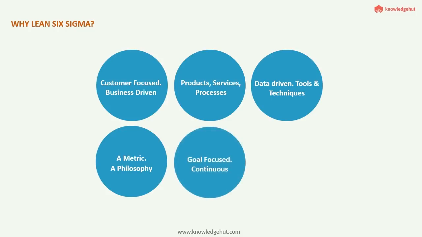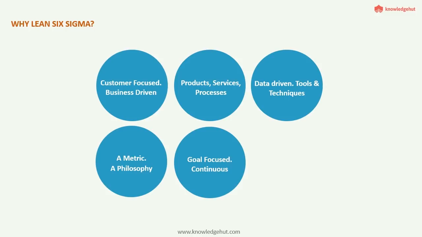Six Sigma is goal-focused in terms of numbers. It may not be possible to attain the goal in one go. Multiple iterations may be necessary. Once the goal is achieved, we seek if it can be improved further.